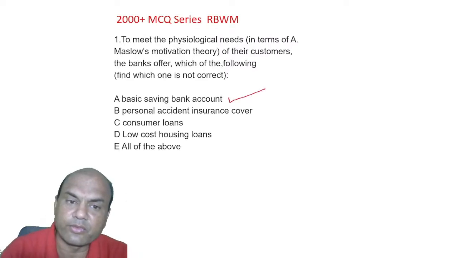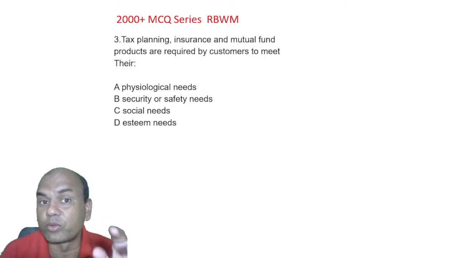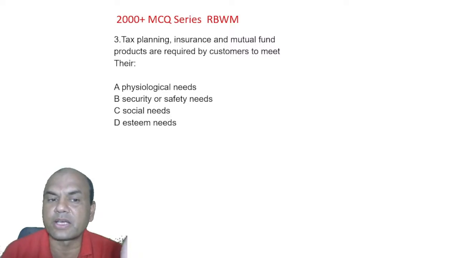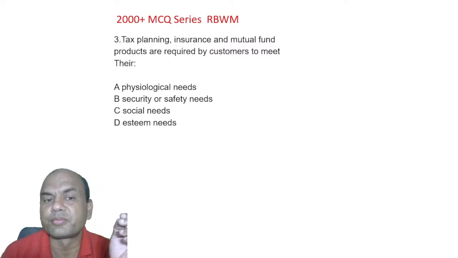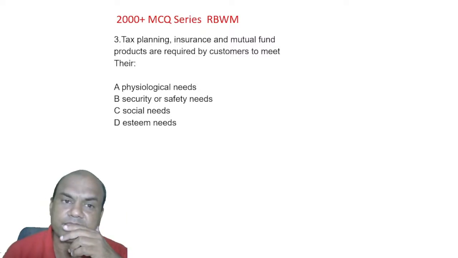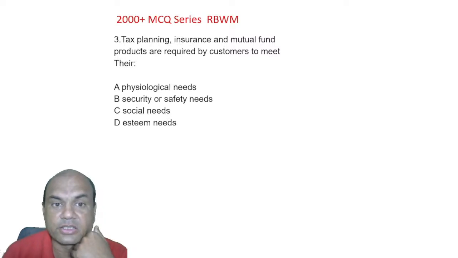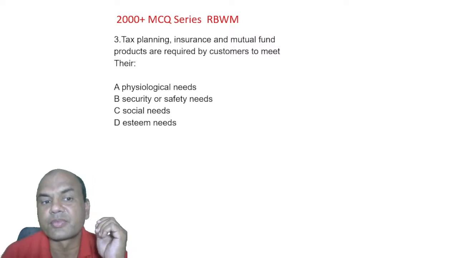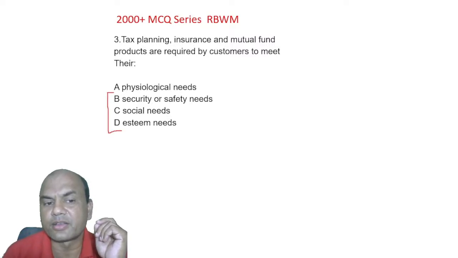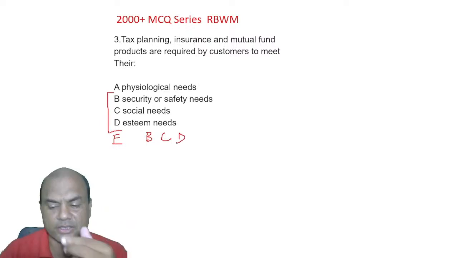See this. First one, we did this BSBA. Now the second one. Now I want the answers from you. I have told you the answers earlier. Tax planning, insurance, mutual fund products are physiological, security, safety, social, esteem. Tax planning, insurance, mutual funds: what is the answer I had told you? Tax planning, security, safety. It comes for these three, right? The answer was B, C and D.